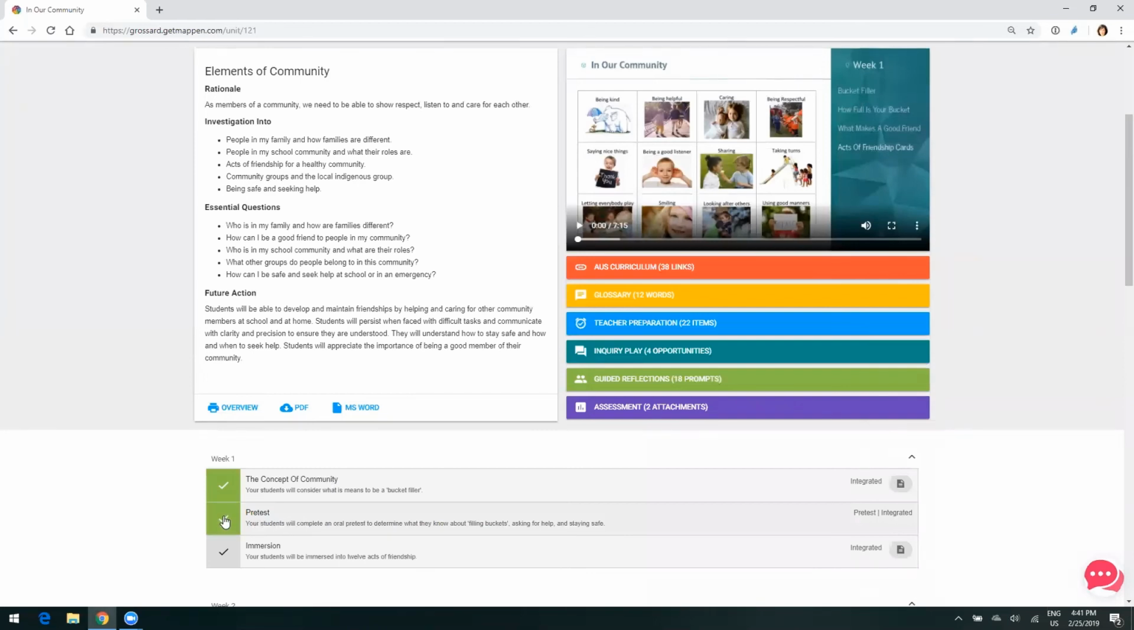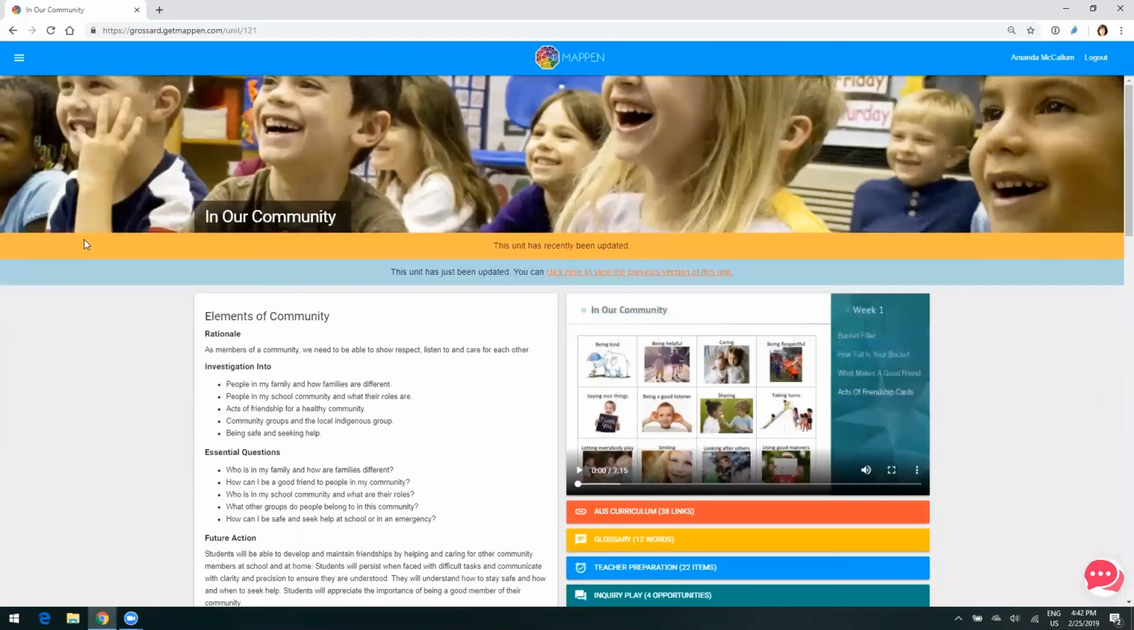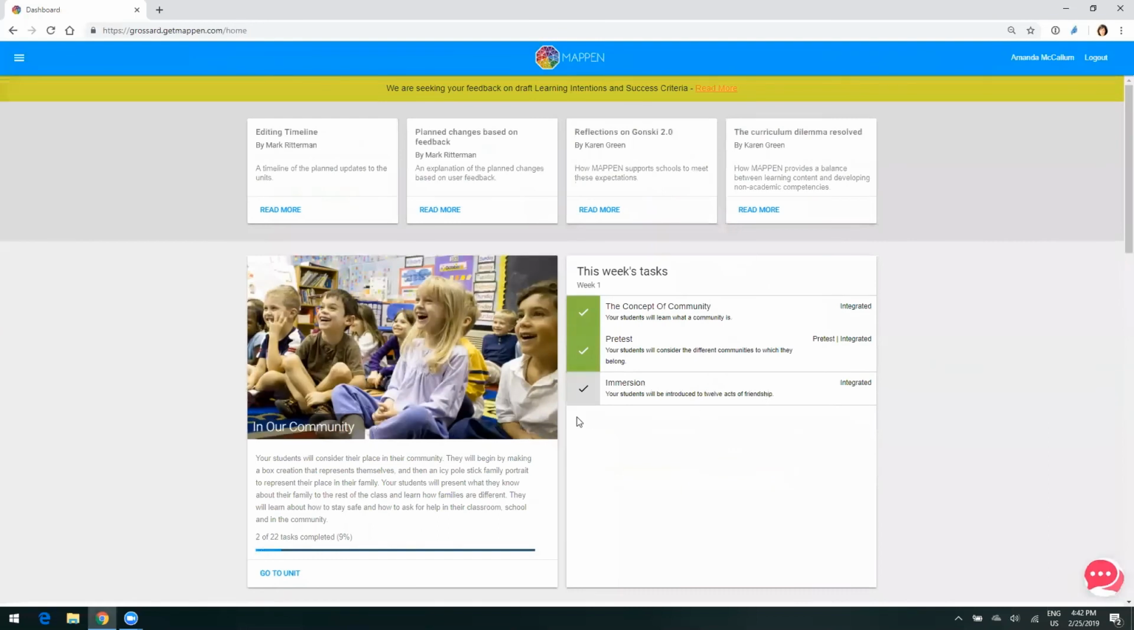That has turned green. The next time that I log into MAPPEN, I won't be taken back to the All Units page. The next time I log in, which I'm pretending to do by clicking on the icon, I'm taken straight to where I'm up to. That's what you want to be seeing. You just want to get to where you are up to.